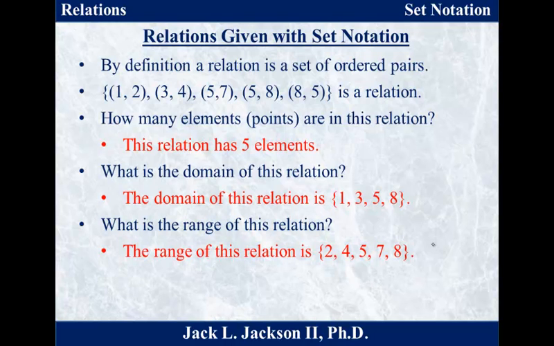So the domain is a set of the first coordinates, which are inputs, and the range is a set of second coordinates, which are outputs. The input of 1 goes with an output of 2, and so forth.